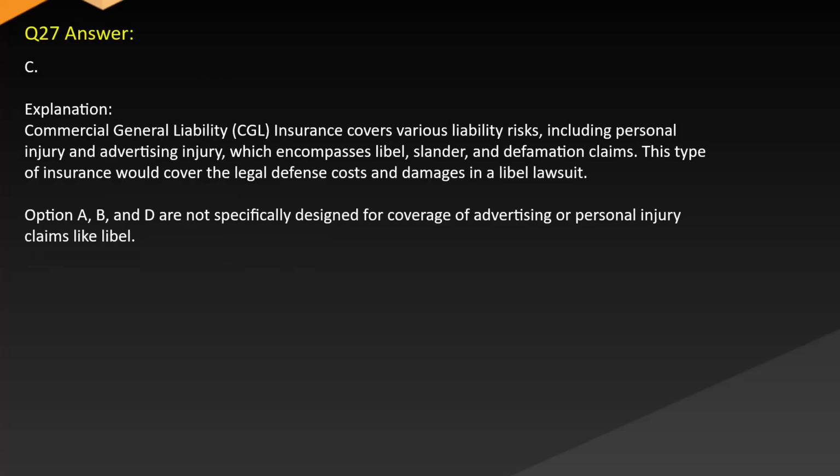Answer: C. Explanation: commercial general liability (CGL) insurance covers various liability risks, including personal injury and advertising injury, which encompasses libel, slander, and defamation claims. This type of insurance would cover the legal defense costs and damages in a libel lawsuit. Option A, B, and D are not specifically designed for coverage of advertising or personal injury claims like libel.